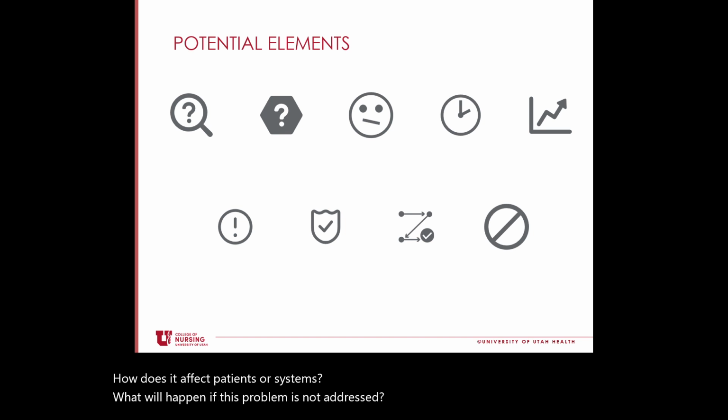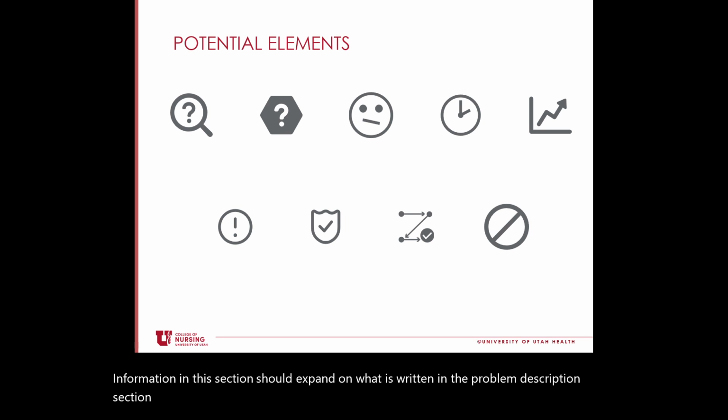Information in this section should expand on what is written in the problem description section and be supported by evidence. You should use proper APA citations and references, so you need to keep track of the literature you find.